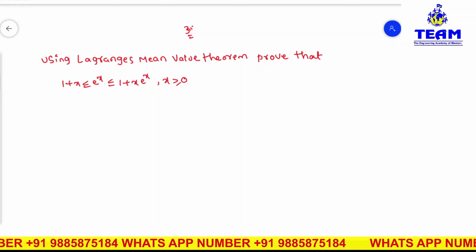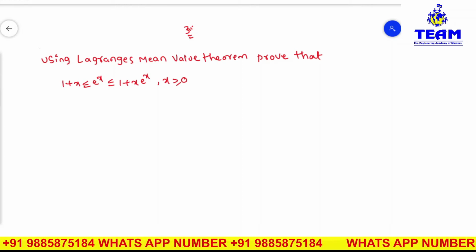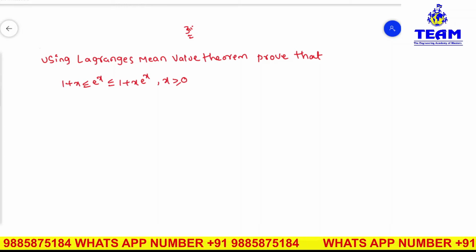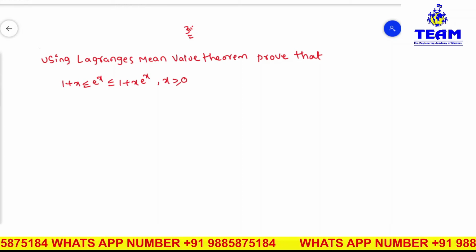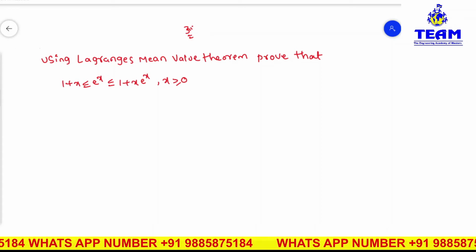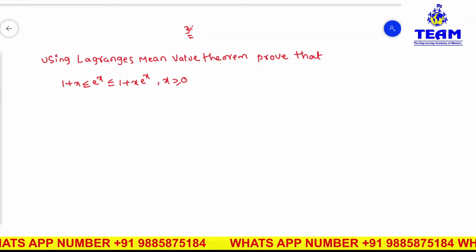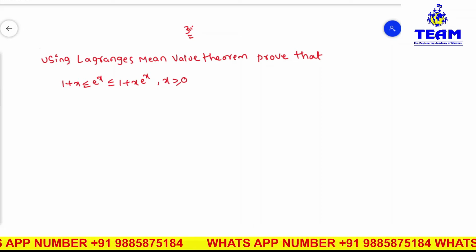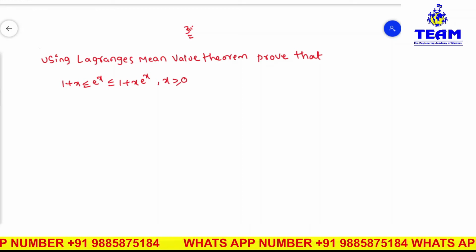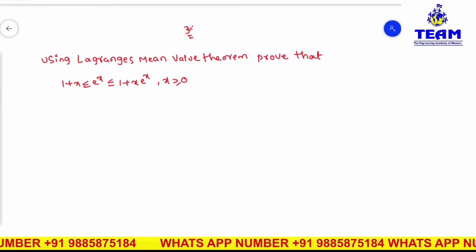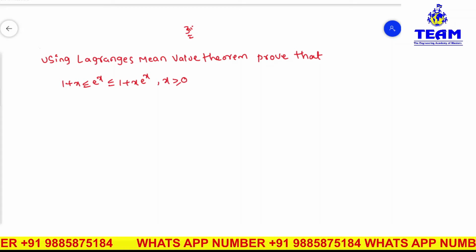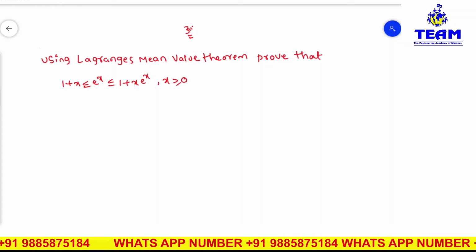Friends, you see, to solve this inequality, here we have less than, and or equal to also. So equality is there, inequality is there. Now to prove this one, we have to go for two conditions. One is the equality case, another one is the less than condition. Anyhow, first what we are doing is using Lagrange's mean value theorem.